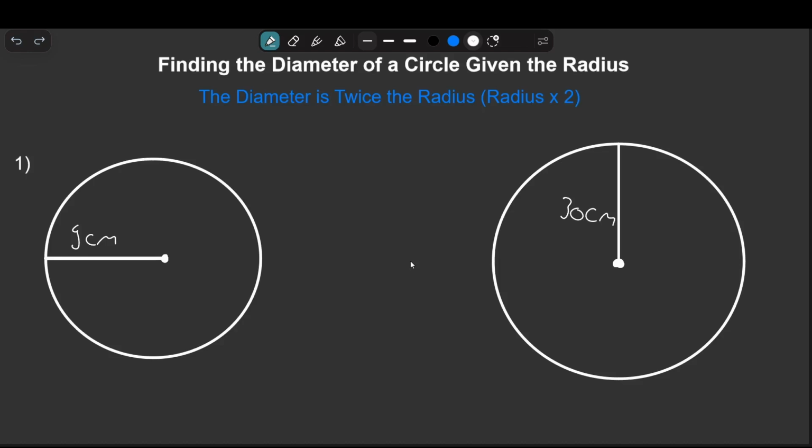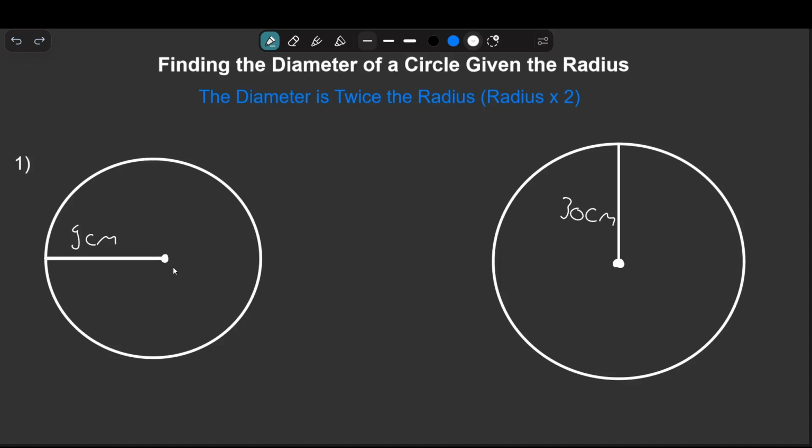So the radius of a circle is the distance from the center of the circle to any point on the circle. So the length of a line segment that connects the center to any point on the circle. So I'm going to show you. This is the center of the circle where this dot is, and it can connect anywhere on the circle. It doesn't have to be straight left or straight right. It can go diagonal up, diagonal down, it can go anywhere as long as it's straight and as long as it starts from the middle.